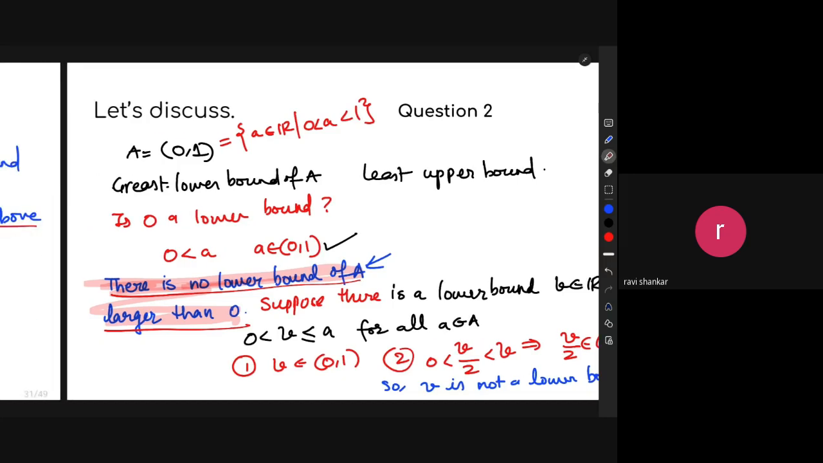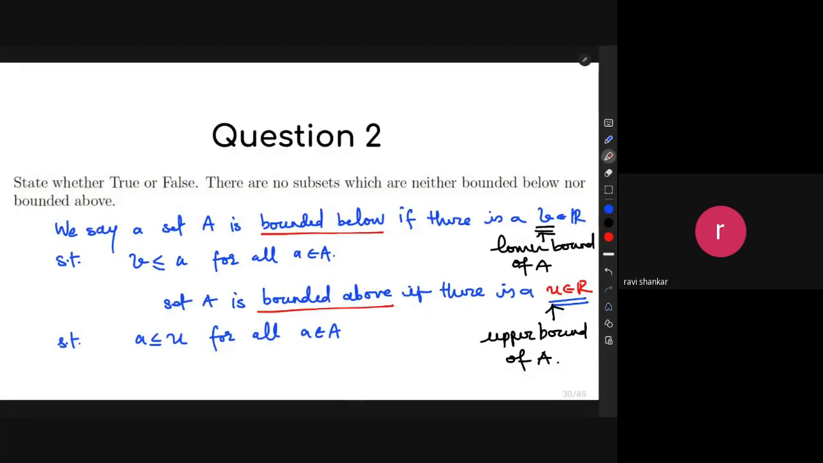Okay, now I come back to the question which was originally asked, that there is no subset which is neither bounded below nor bounded above. It asks you to say whether it is true or false, that there is no subset which is neither bounded below nor bounded above. And the answer is yes, it is true.